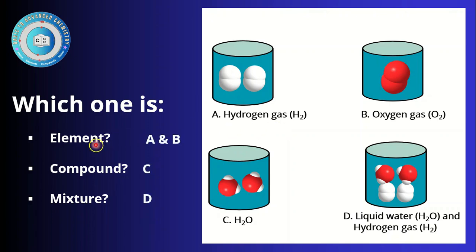For example, element. Hydrogen gas and oxygen gas are elements. Water, H2O, is a compound. Mixture, D. Liquid water and hydrogen gas.